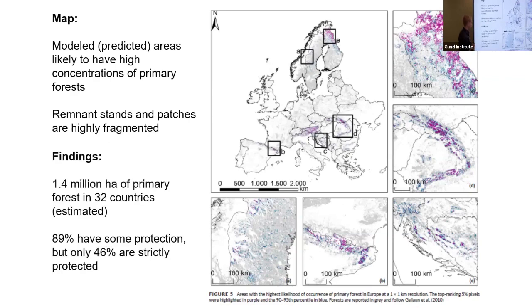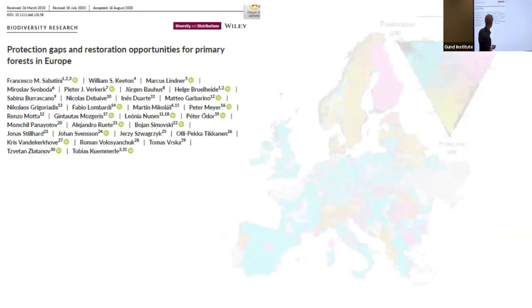Europe-wide. And based on this prediction, we concluded that, yeah, there's quite a bit of old growth out there, possibly as much as 1.4 million hectares across 32 countries. If we add in Russia, which was missing from this, this number triples because there's a huge amount of primary forest in northern European Russia. 89% has some protection, but only 46% is strictly protected in IUCN category 1 or 2 preserves, meaning a lot of it remains open to logging, which is part of the problem.